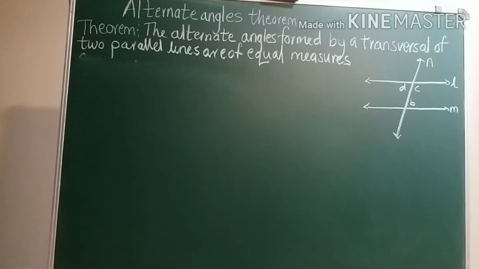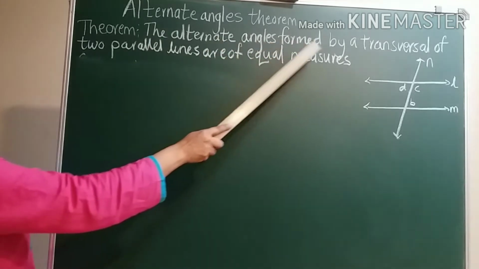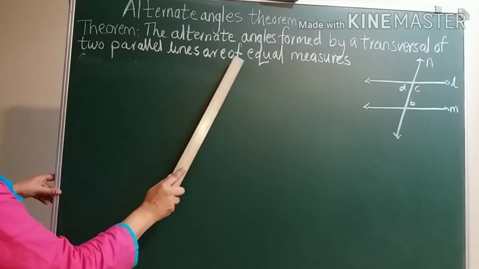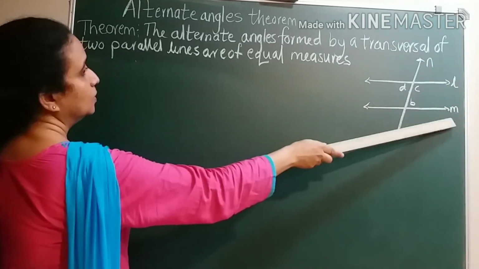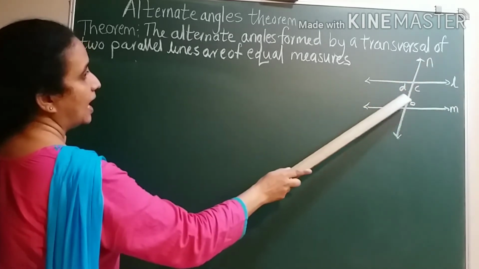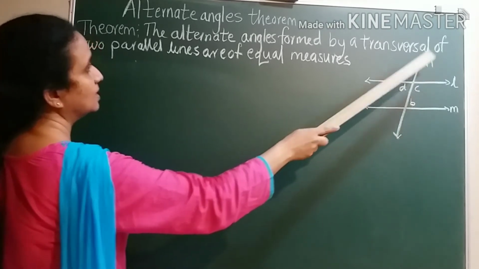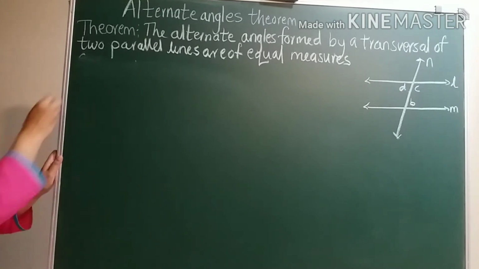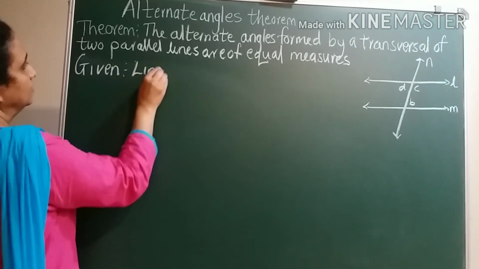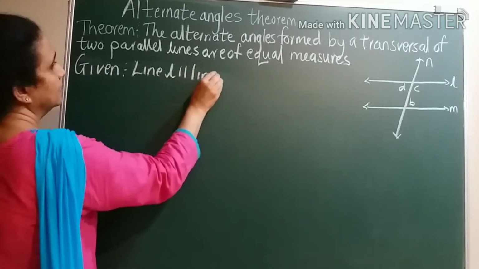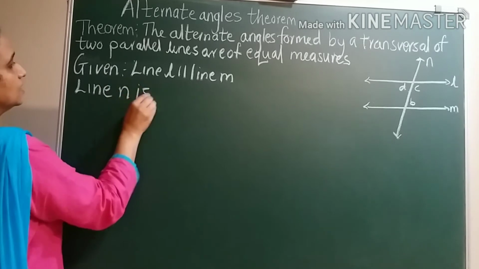Now we are going to study the alternate angles theorem. What does this theorem state? The alternate angles formed by a transversal of two parallel lines are of equal measures. You will see over here in the figure, line L and line M are the two parallel lines, N is the transversal. Angle D and angle B are the alternate angles which are formed because of this transversal. Now from the theorem only we will write down what is given. So write down given: line L is parallel to line M. Line N is a transversal.